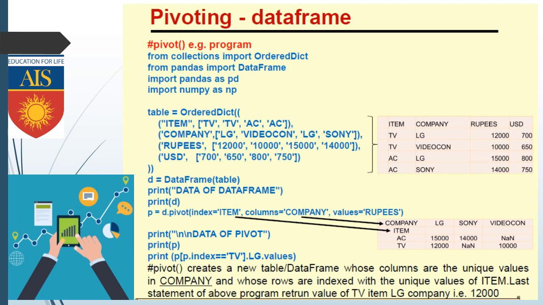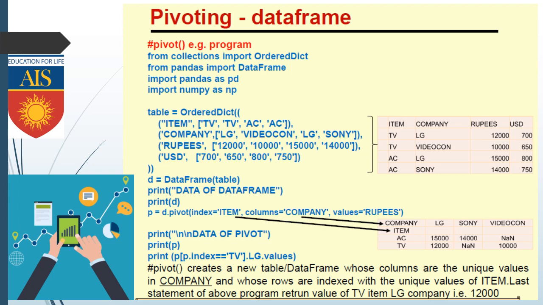After that we need to close the bracket and we have to mention d equals DataFrame within brackets table, then print d. We need to print the value of d. p equals d.pivot within brackets index equals item. Index equals item means here we need to mention on which field we want to create the pivot. Then columns equals company, values equals rupees. Then print within double inverted commas we have to give \n. This \n indicates creating a new line. As per our requirement, we need to provide this \n.